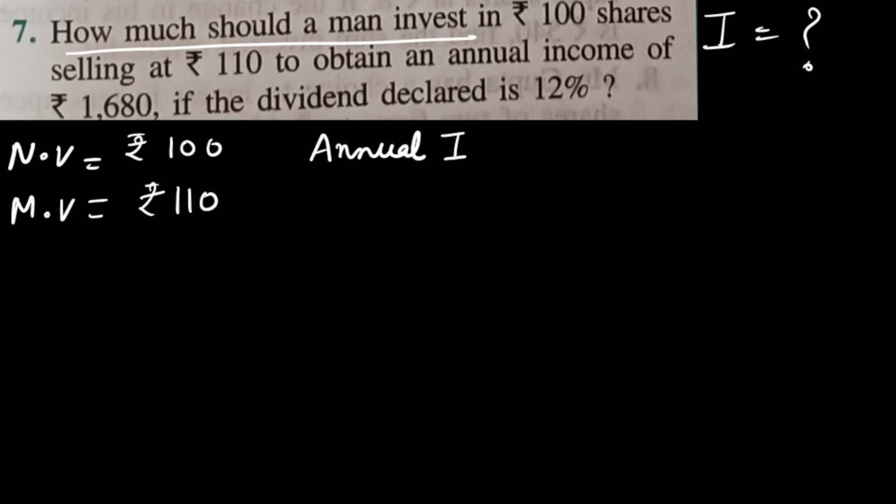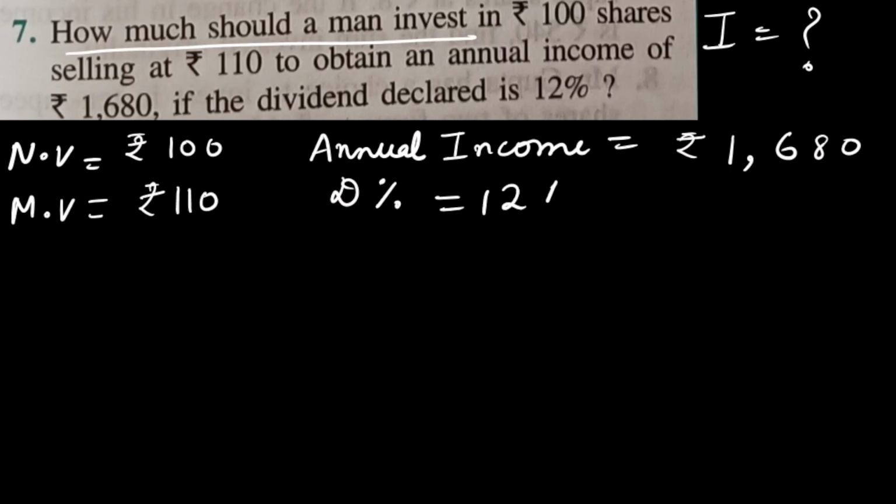So annual income is given to us. Annual income is equal to 1680, and dividend percent is also given to us. So dividend percent is equal to 12%. So what do we have to find? Investment we have to find.